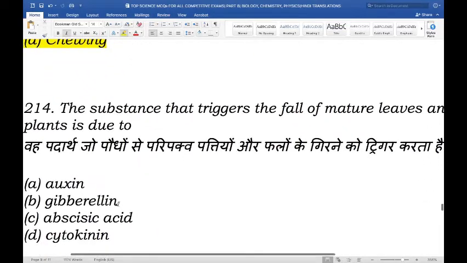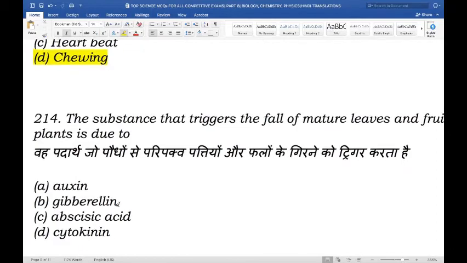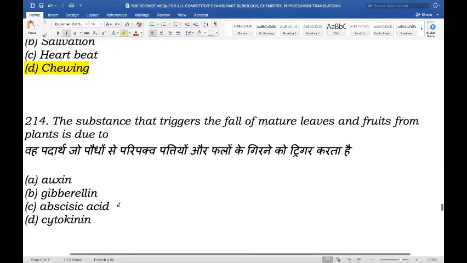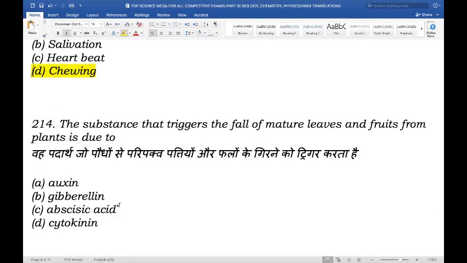Next question. The substance that triggers the fall of mature leaves and fruits from plant is due to, is it A, auxin, B, gibberellin, C, abscisic acid, or D, cytokinin? So the substance that triggers the fall of mature leaves and fruits from plant is due to C.